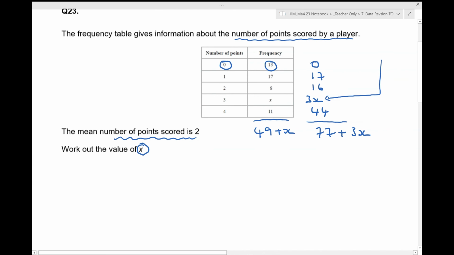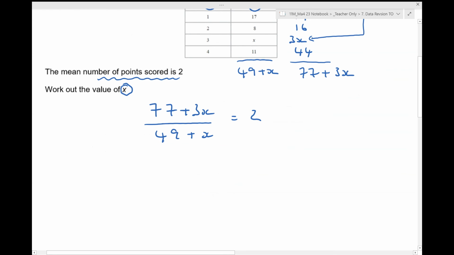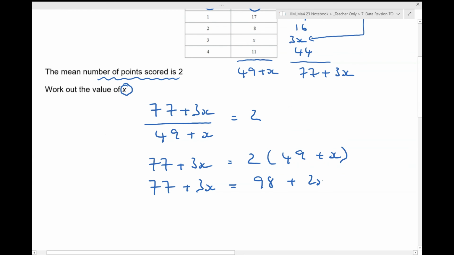Now I know that the mean number of points scored is 2. So I know that the total number of points that they scored divided by the number of games they played is equal to 2. And that gives me an equation there, which I can solve for x. Let's have a look. I'm going to multiply both sides by 49 plus x. So I've got 77 plus 3x equals 2 times 49 plus x. Multiply out that bracket. 77 plus 3x equals twice 49 plus 2x.